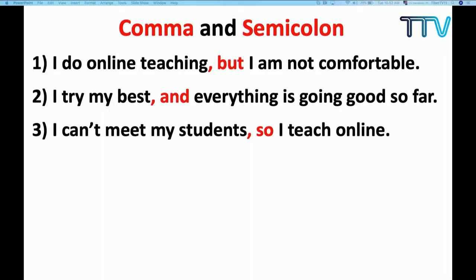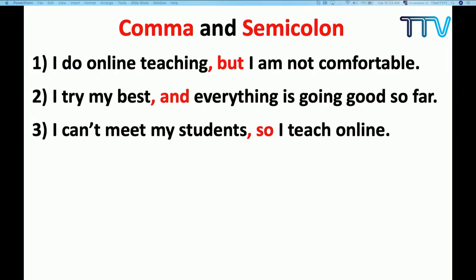Okay, yes. I try my best and everything is going good so far. I try my best. Simple sentence. Everything is going good so far. This is also a simple sentence, complete, independent, because it does not have to depend on others in order to make a complete meaning. I can't meet my students, so I teach online. Now, if you look at these connectors, but and so, what do they do? They combine these two sentences. So they are called connectors.